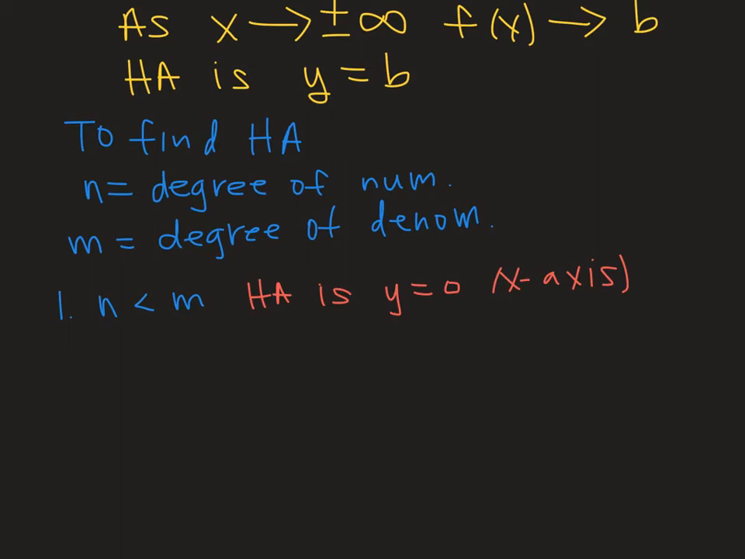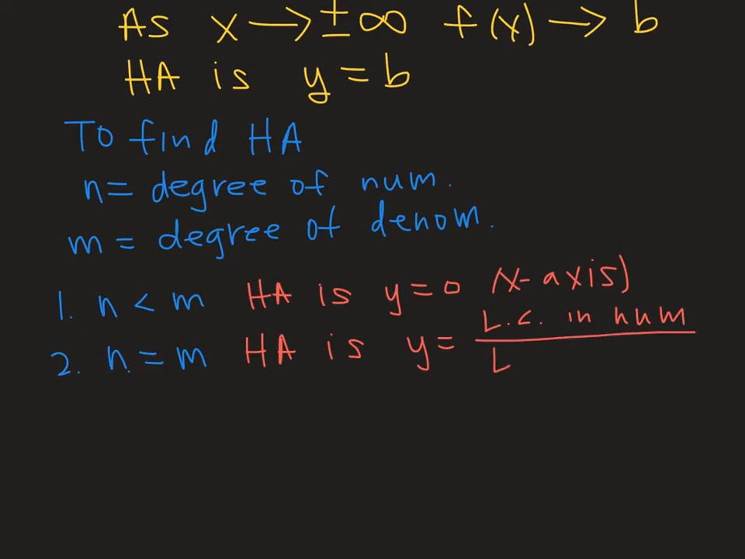The second case is when they are equal, when the degree in the numerator is the same as the degree in the denominator. Then the horizontal asymptote is the horizontal line y equal to the leading coefficient in the numerator over the leading coefficient in the denominator.